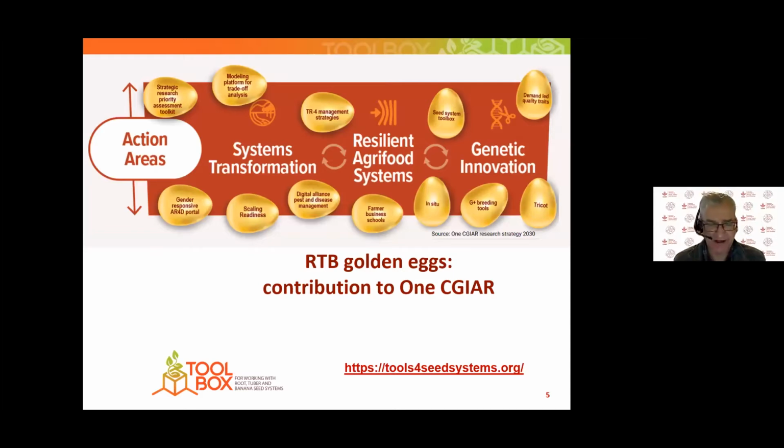So RTB has been running now for nearly 10 years, and the RTB golden eggs are the collective assets that we have put together as a result of the collaborations. There's a multitude of golden eggs spanning different action areas of the One CGIAR. You can see systems transformation, resilient agri-food systems, and genetic innovation.